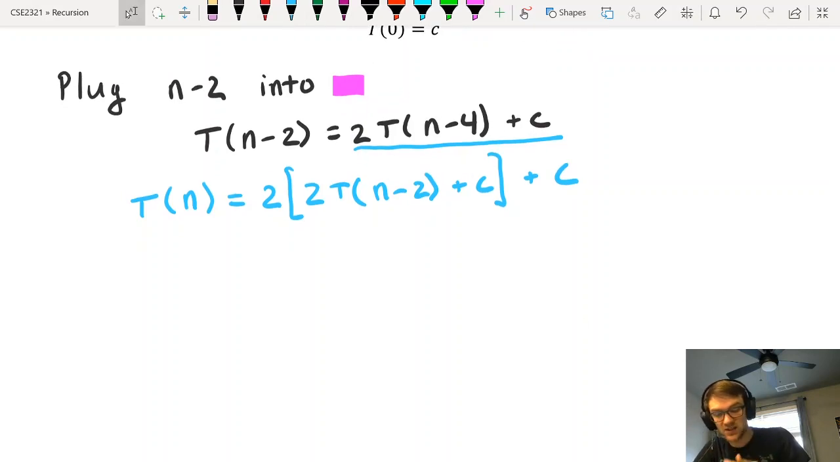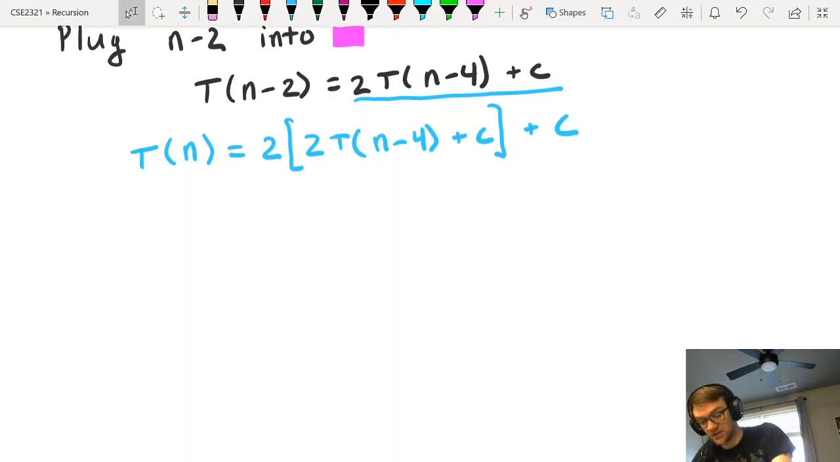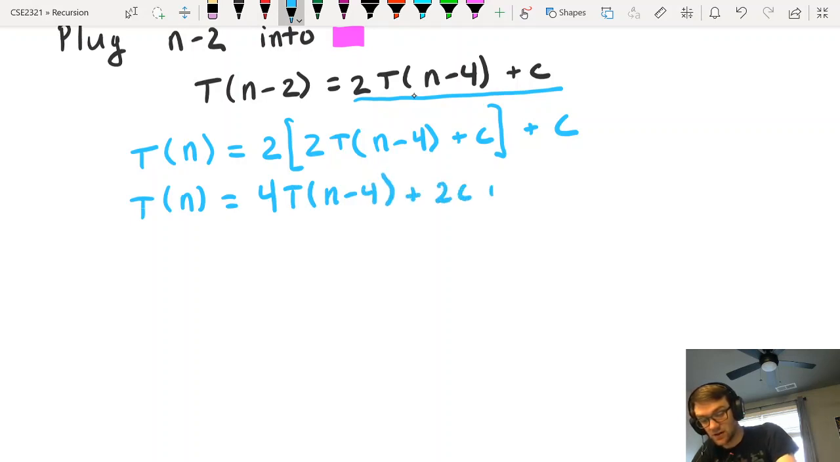Maybe we do a bit of simplification here because this looks really messy and I can see that this should be an n minus 4. I'm quickly going to go down some horrible rabbit hole here of having too many parentheses, so I'm going to distribute that too, actually. So we get t of n equals distributing the 2, we get 2 times 2 is 4, t of n minus 4, plus 2 times c is 2c, plus c. And we're going to do a bit of black magic here. We have 2c plus c. Let's combine that into 3c.